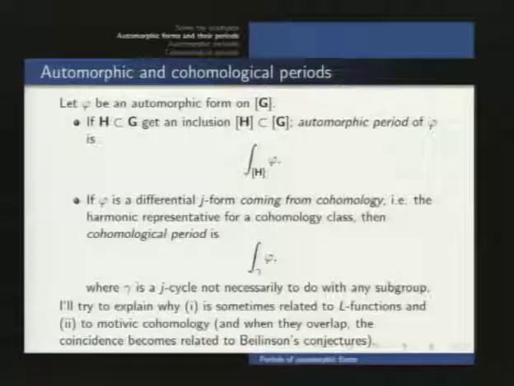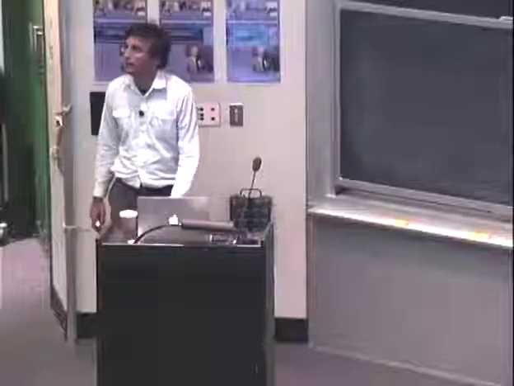So the story of the rest of the talk is, most of the time I'm going to talk about one, that is the automorphic periods. And there I want to, as I said, present the work of a great many people over the last 30 years to say why this is sometimes related to L functions. And I'll try to clarify what sometimes and related exactly means. But in the end, there's going to be some very beautiful general formula.